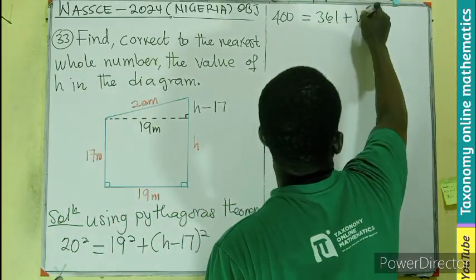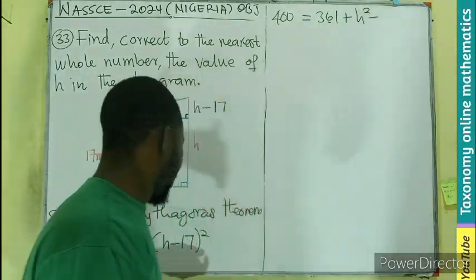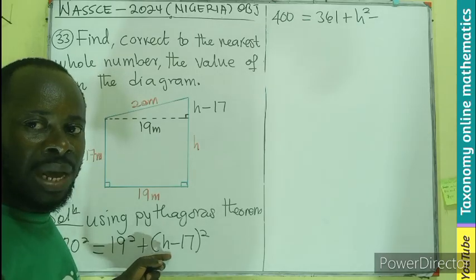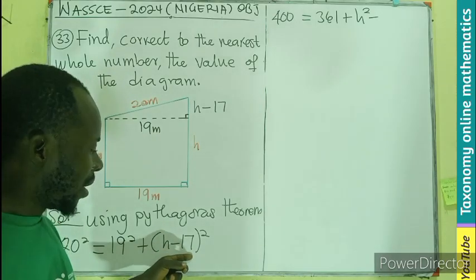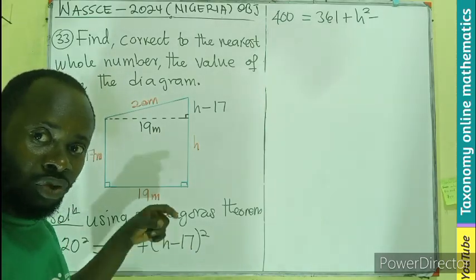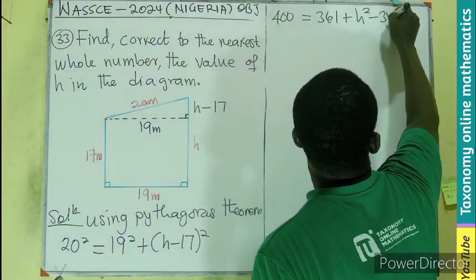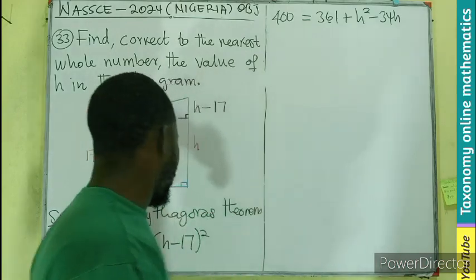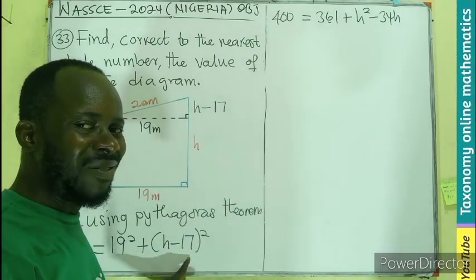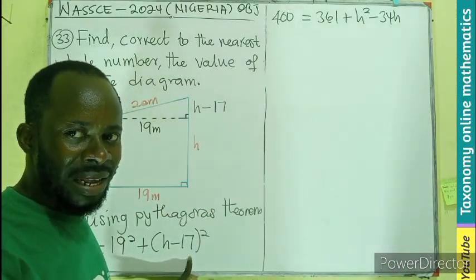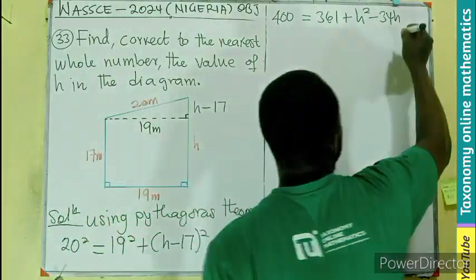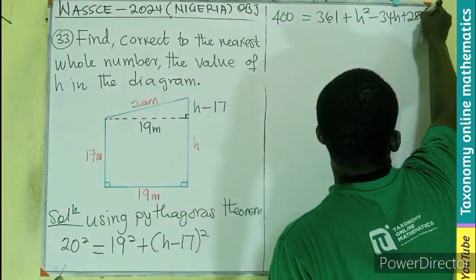That will give us h square minus twice their product. Their product will be minus h times 17, minus 17h. Twice of that will be minus 34h. Then we square the last one, which is minus 17 times minus 17. That will give us a positive 289.